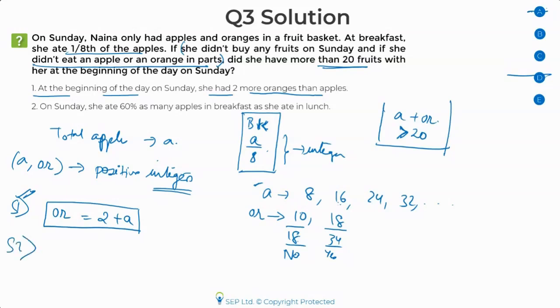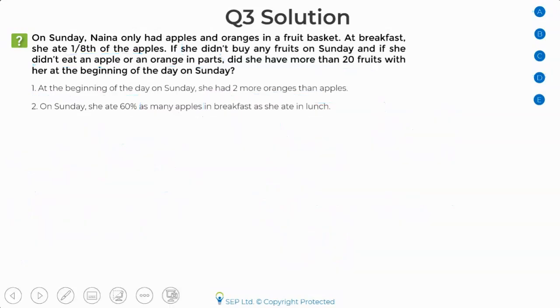Now the second statement is, on Sunday, she ate 60% as many apples in breakfast as she ate in lunch. Now, a lot of people get confused with this "as many as" kind of statement. So I thought, let me tell you in general what that means. So I'm going to the next slide. I'll come back here again, but I just want to explain this part a bit.